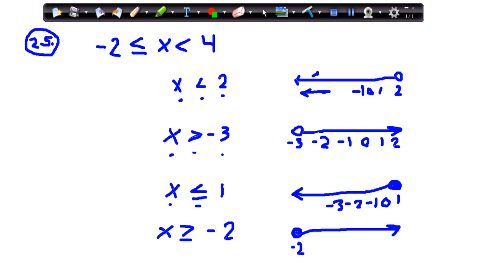What's greater than -2? -1, 0, 1, 2, 3, 4. All these numbers are greater than -2. But it says X is a number, an unknown number, X. Some number is greater than or equal to -2. Okay, and you can see we just illustrated that.